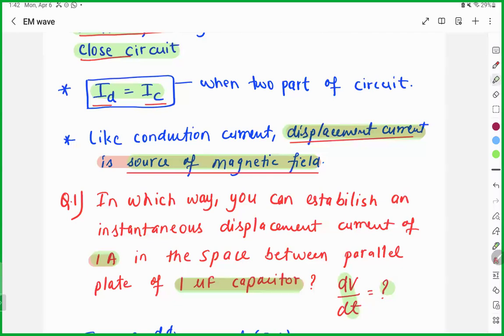So calculate, solve it and tell me your answer. Do it carefully and tell me, any difficulty?